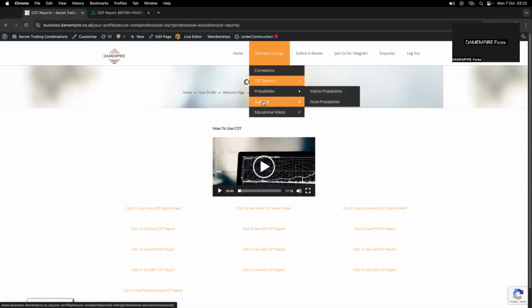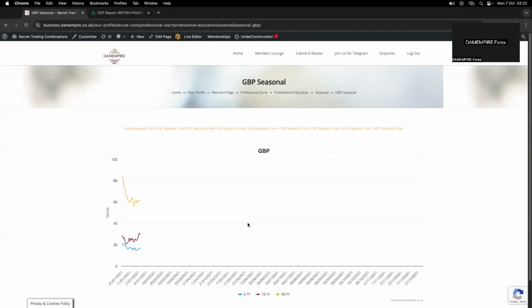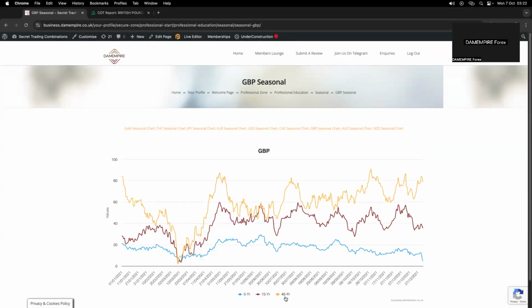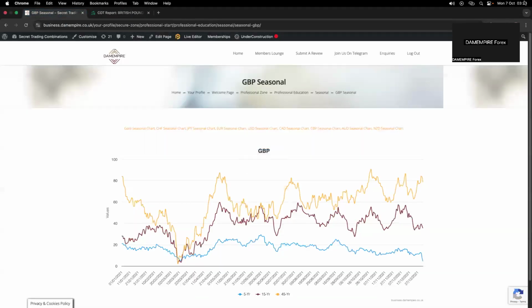Go here and then look at the seasonality. Guys, if you've not seen seasonality before, this is what it looks like. It's the average price movement within the last 5, 15, and 45 years for this specific asset. So as we know that pounds is meant to go down, and we know today's date is the 7th, what we'll do is go to the 7th of October.